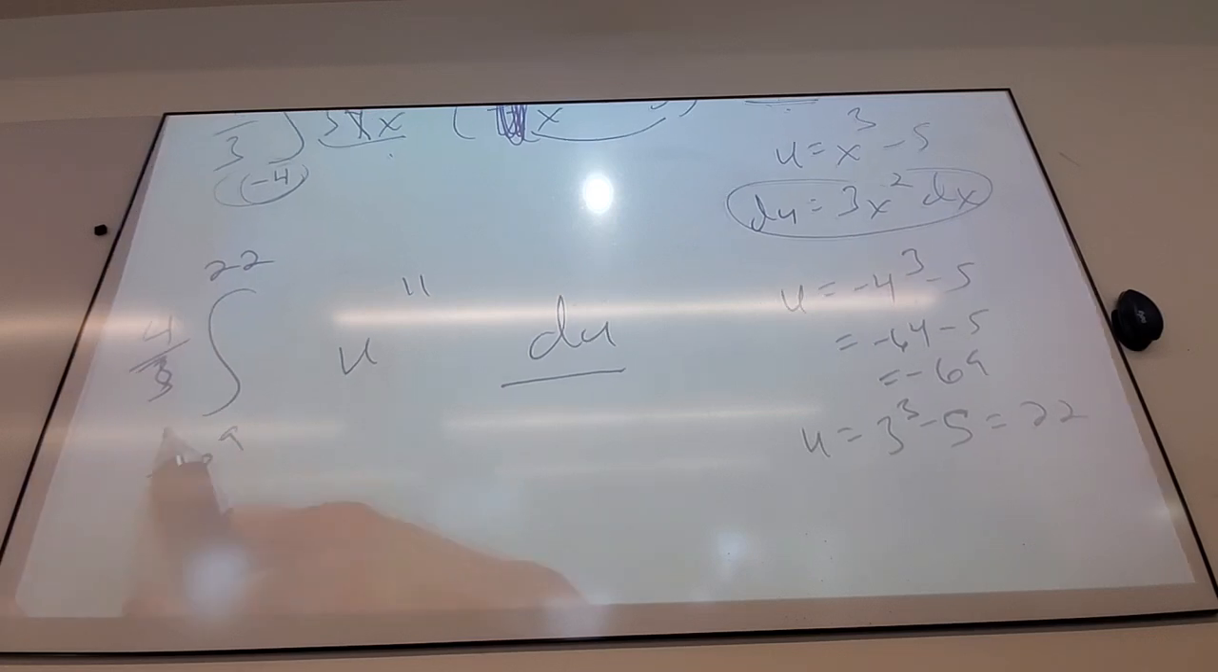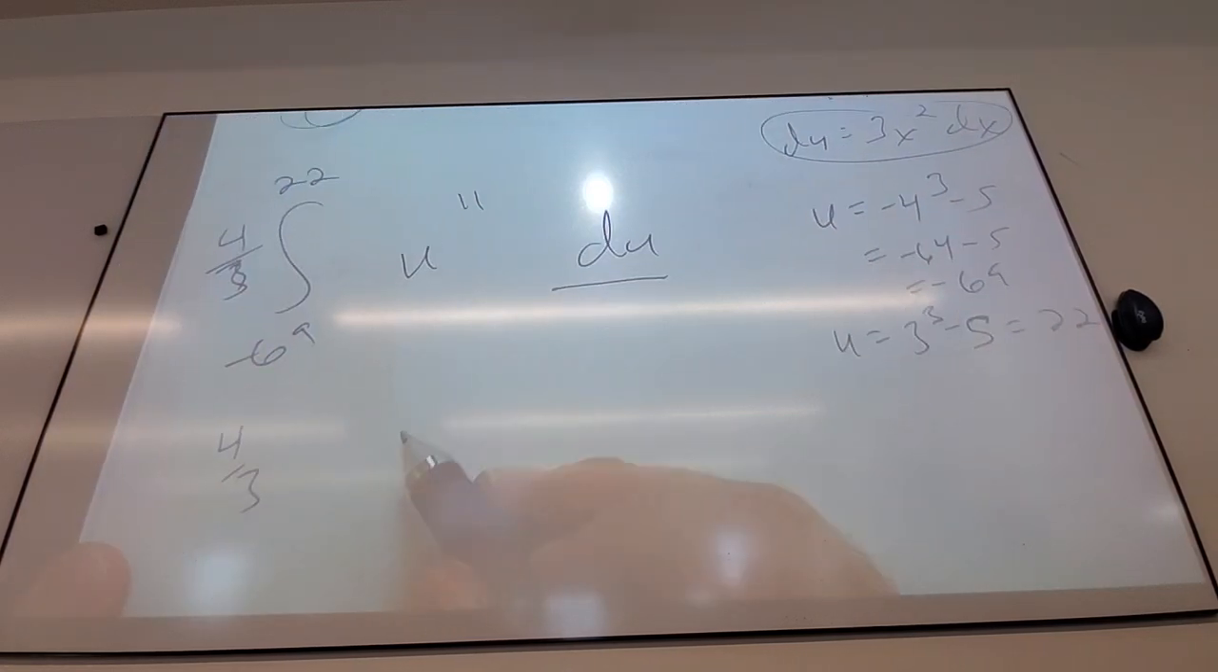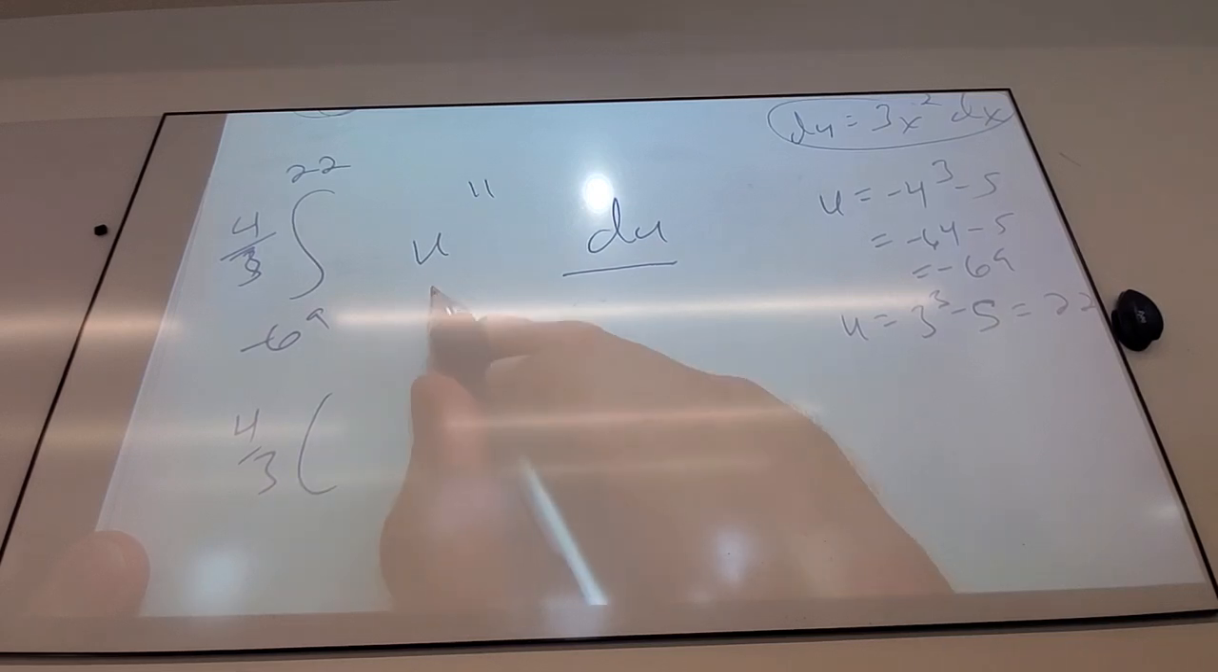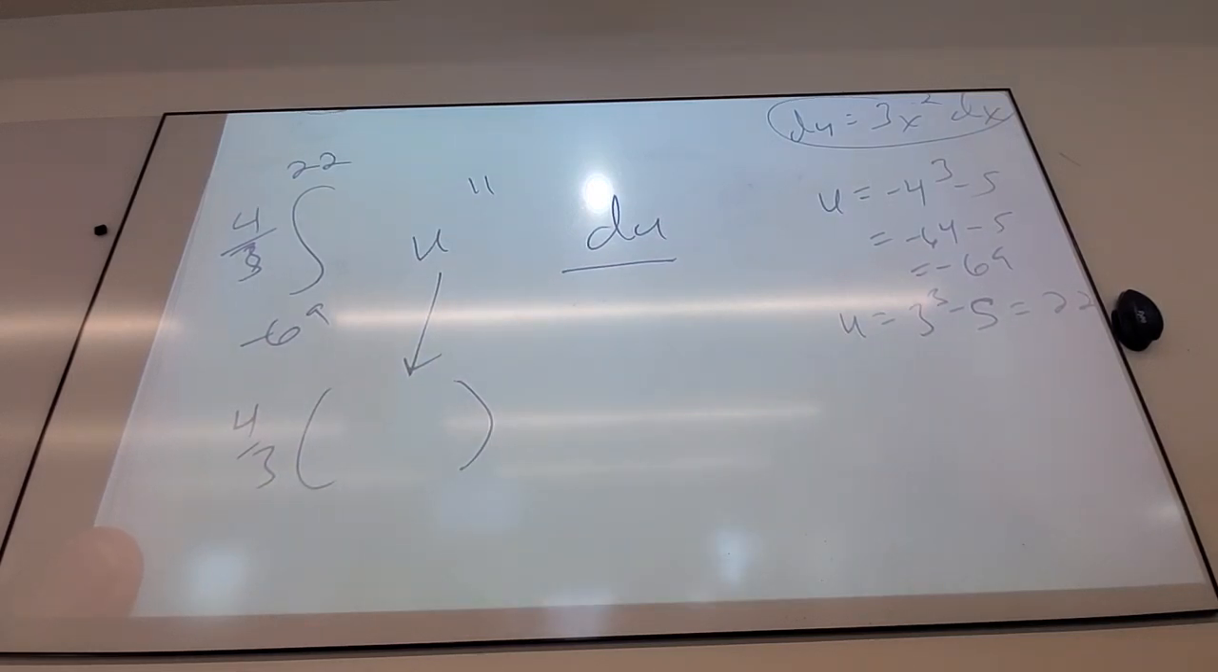So don't worry about those numbers. What's the integral of u to the 11th? U to the 12 divided by 12. And I want to evaluate that between -69 and 22.